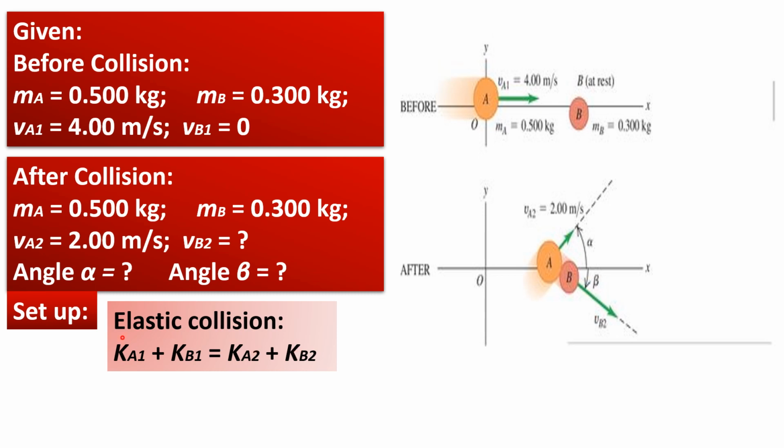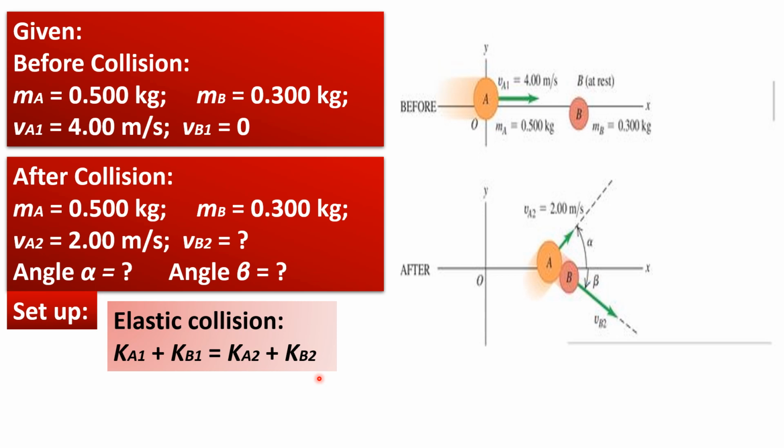The initial kinetic energy of the two particles are labeled here as K sub A1 for particle A and K sub B1 for particle B, while the kinetic energy of the two particles after collision are also labeled as K sub A2 and K sub B2 respectively, for particles A and B, that is.